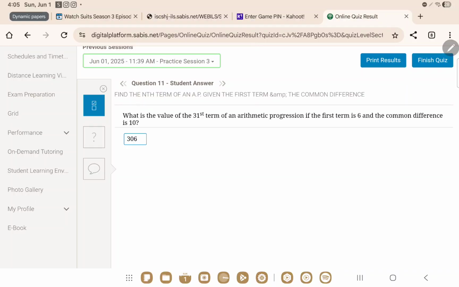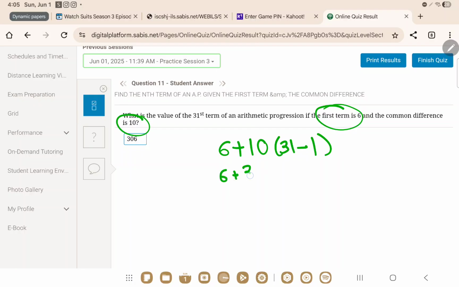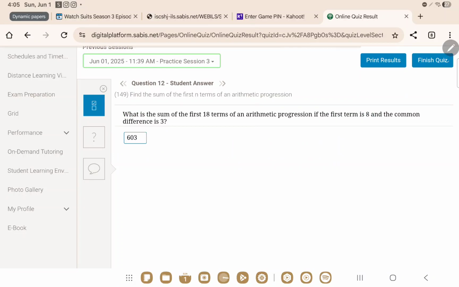What's the value of the 31st term? If the first term is 6 and the common difference is 10, so it's 6 plus 10 into n minus 1. They said n is 31. So it's basically 6 plus 30. Wait, is it? It's 31 minus 1, which is 30. Sorry, 6 plus 300, which is 306. And that's your answer. Moving on.